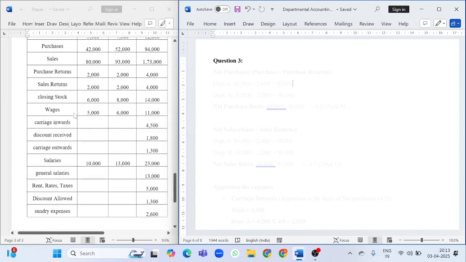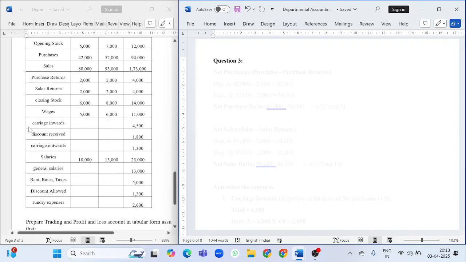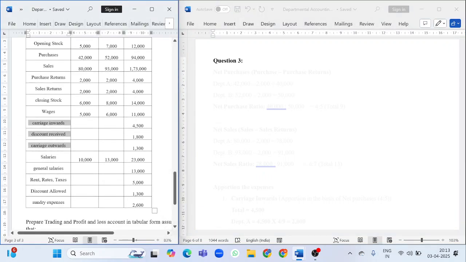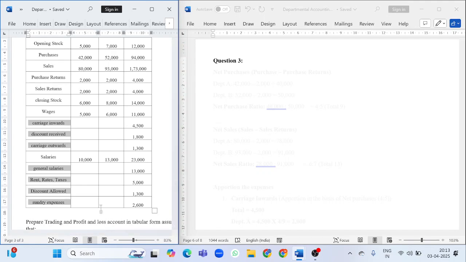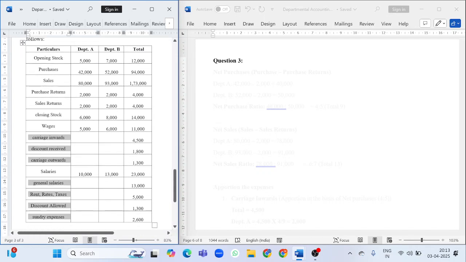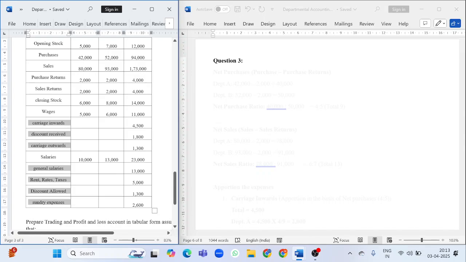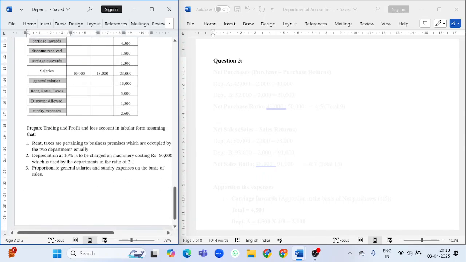If you observe the question, carriage inwards, discount received, carriage outwards, general salaries, rent, rates and taxes, discount allowed and sundry expenses, they have not given the expense of each individual department, like how much is for Department A or how much is for Department B. They have given a common total which includes the expense of both departments. So we need to apportion those expenses also. They have given some additional information.